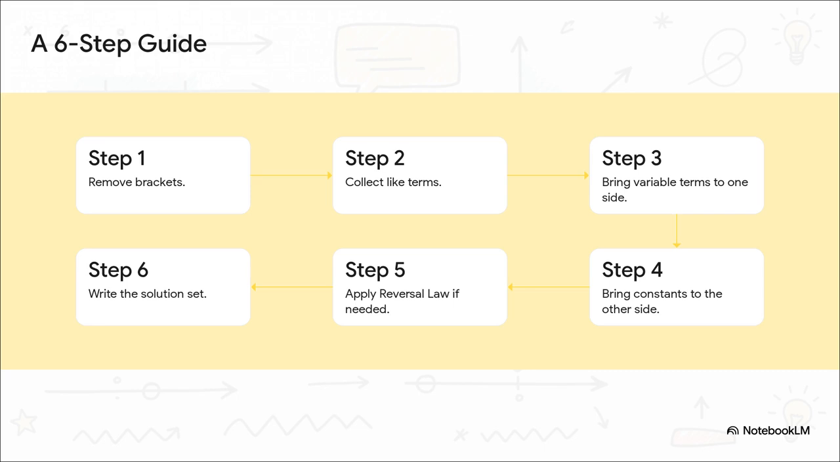But then you get to step 5. This is the moment of truth. You have to pause and you have to ask yourself, did I just multiply or divide by a negative number? If the answer is yes, you apply the reversal law and flip that sign. Then, and only then, do you write down your final answer.